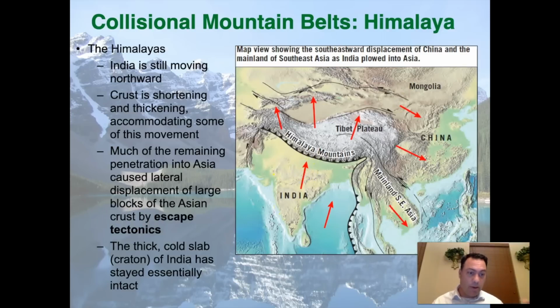And what's really interesting, we brought up this issue earlier, the thick cold slab, that's to say the craton of India has stayed essentially intact. It hasn't deformed. It's still pushing forwards.